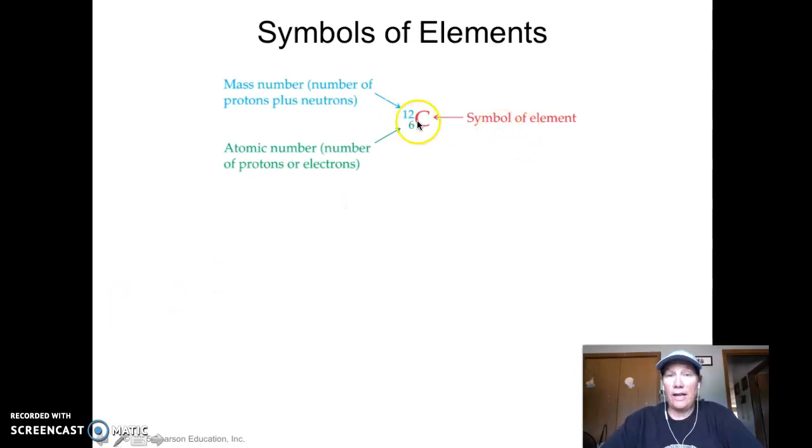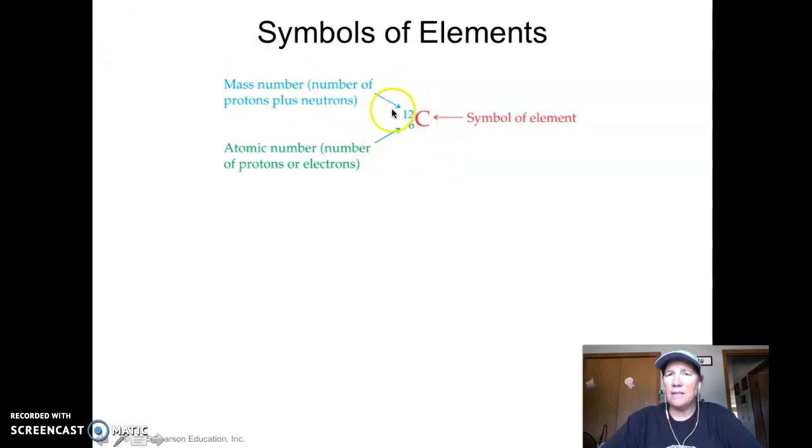When you look at an element, the symbols vary. You've got either one or two letters. One thing to remember about the symbols is the first one's capitalized, and if there's a second one, it's small. There's not very many with just one letter. The main elements that were discovered first have just one, but most of them have two.